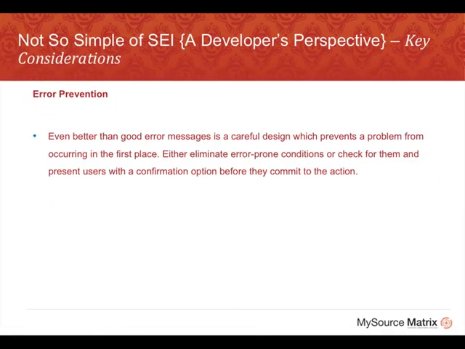Error prevention. Even better than good error messages is a careful design which prevents a problem from occurring in the first place. Eliminate error-prone conditions or check for them and present users with a confirmation option before they commit to an action. So you're giving them the opportunity to work through a process, give them feedback, but if they're really not sure about what's going to happen next, then they need the opportunity to basically step away from that process without losing all of their work and essentially seek advice.